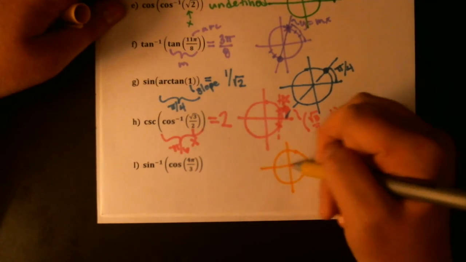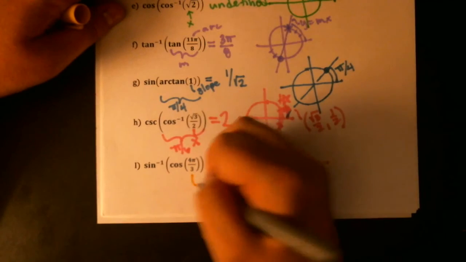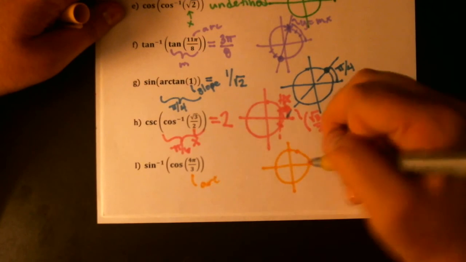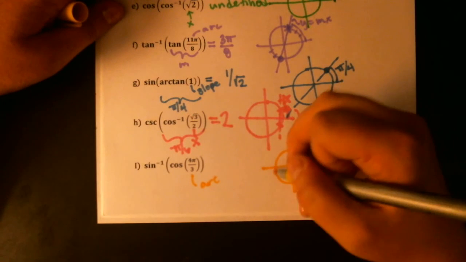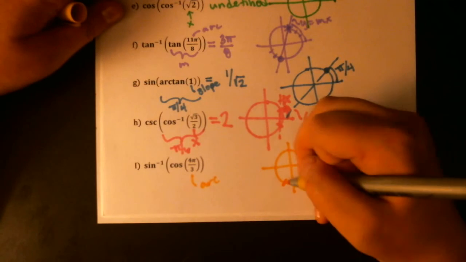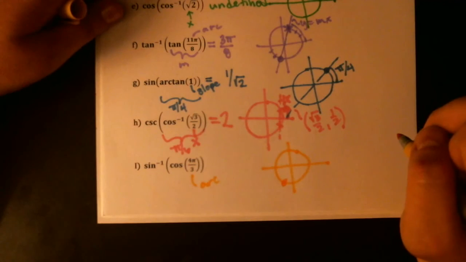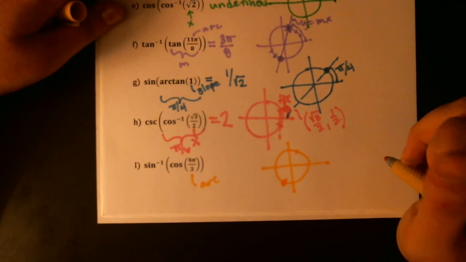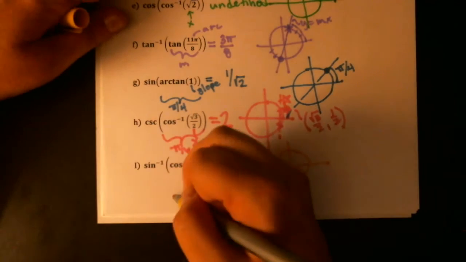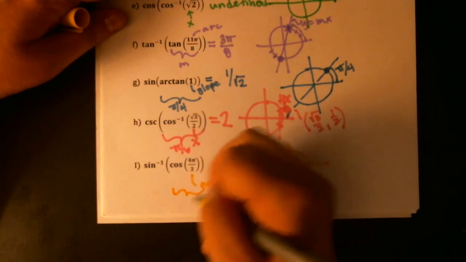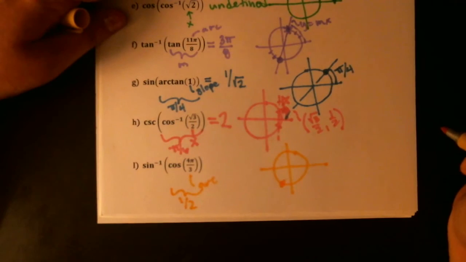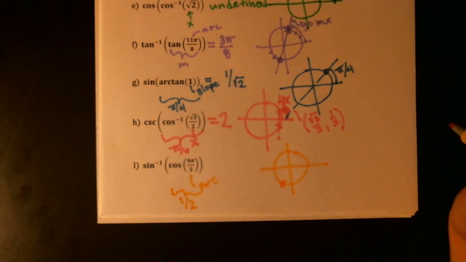Okay, so 4 pi over 3, if I'm inputting it into cosine, it's an arc length. So I'm going to go 1, 2, 3, 4 pi over 3. So I know right where I am. There's no ambiguity here. And I'm supposed to first figure out my x value. So it's looking like I'm at x coordinate 1/2. I'm then supposed to take that x value and plug it into inverse sine.